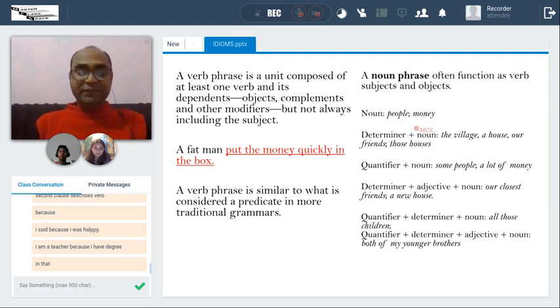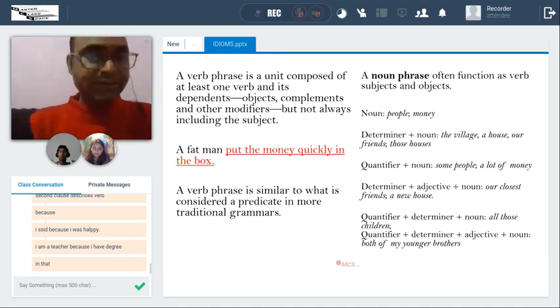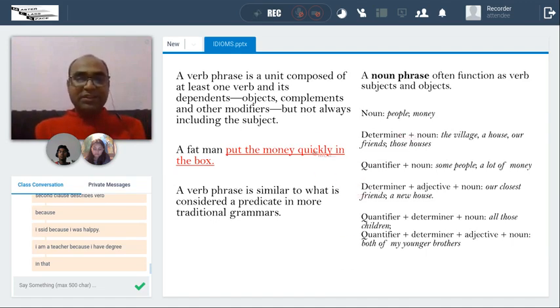Okay, what is the summary of it, Shreya? The summary is that a verb phrase is a verb and its dependents, which would be an object or other modifiers, and a noun phrase is a determiner or quantifier and a noun. All right. Okay. So Aditya, did you get what it is all about? Yeah. Do you want an explanation? It's fine.